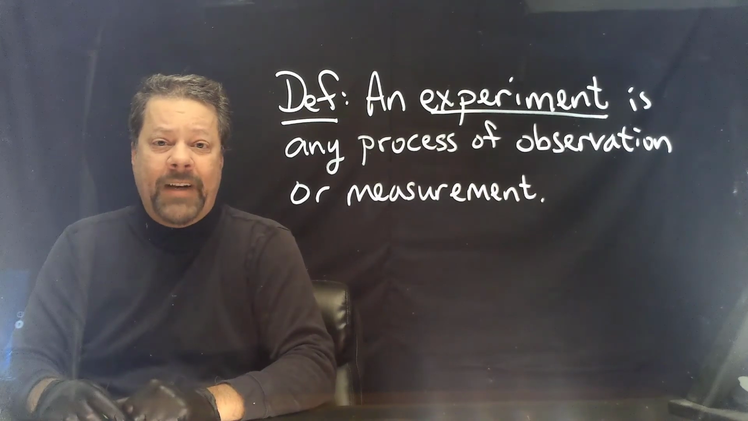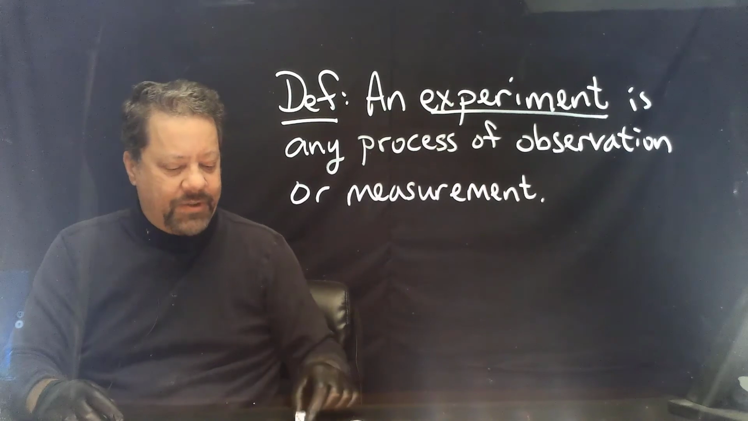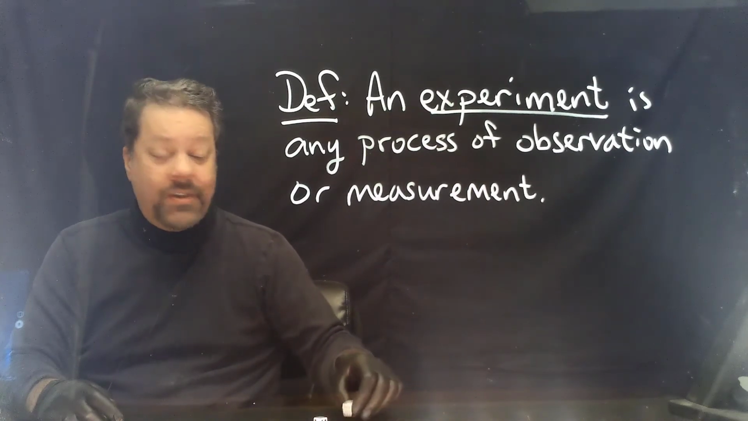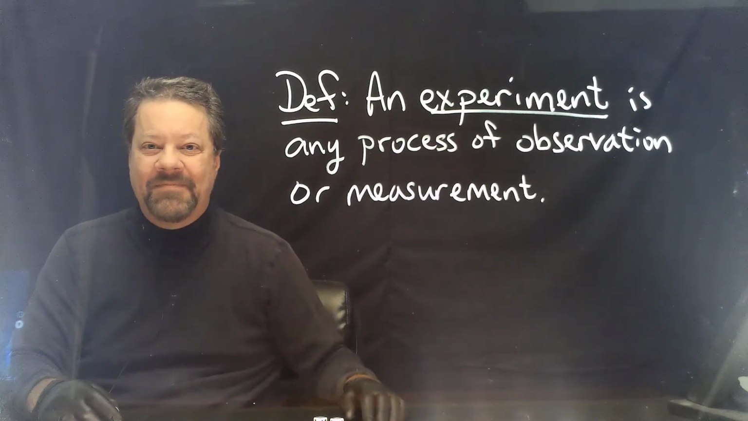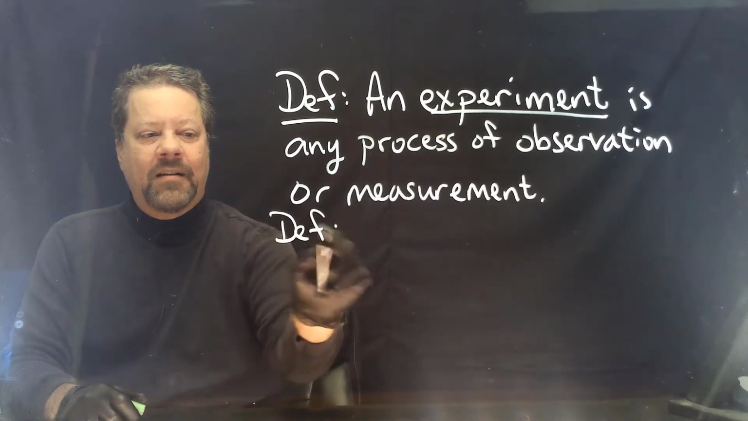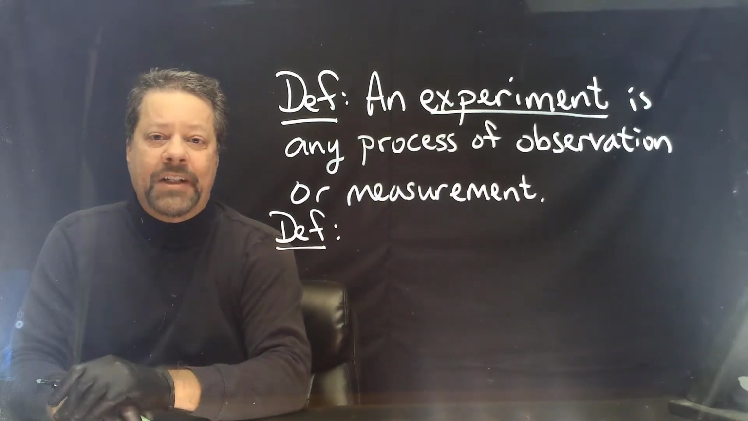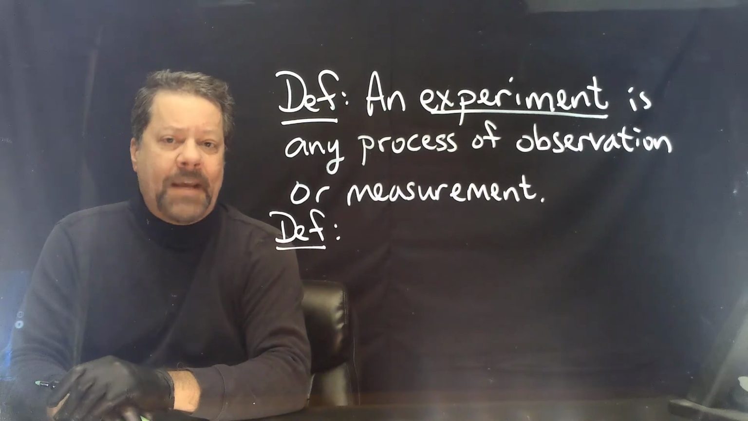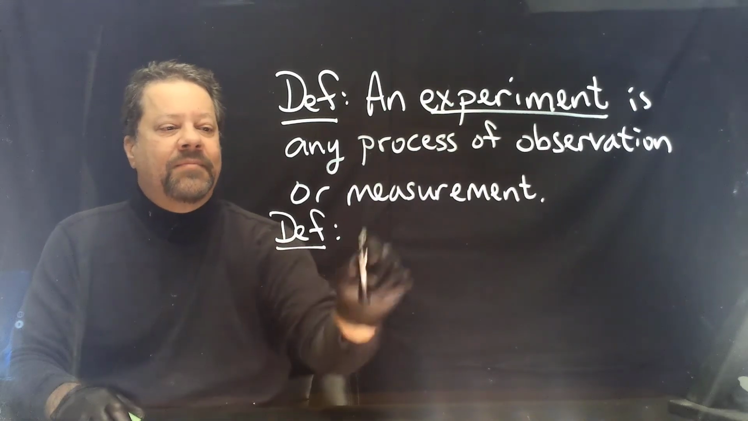As an example of an experiment, notice that I observe that I've just rolled a 6 and a 2 on this pair of dice. That's an experiment. The set of all possible outcomes of an experiment is called the sample space and is usually denoted by the capital letter S.